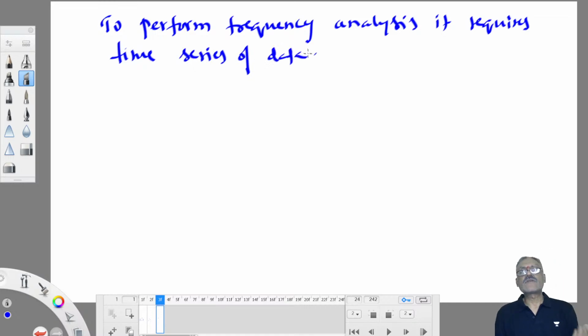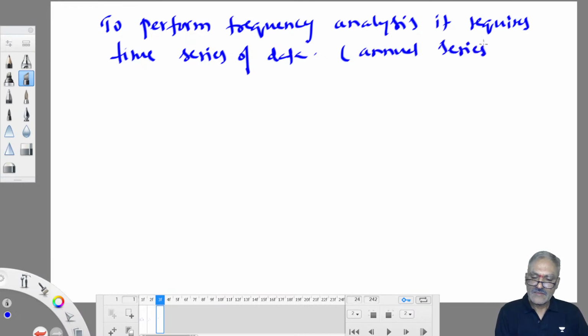The normally used time series is annual series. Annual series means only annual flood or annual rainfall is taken into account. So if data is available, how can you work out frequency? This data we need to arrange in a certain order, then we can work out frequency from the time series of data.